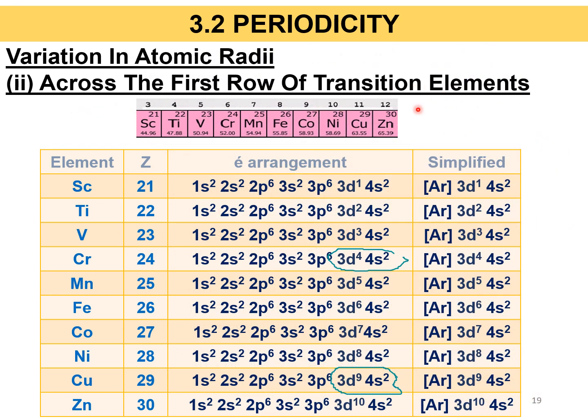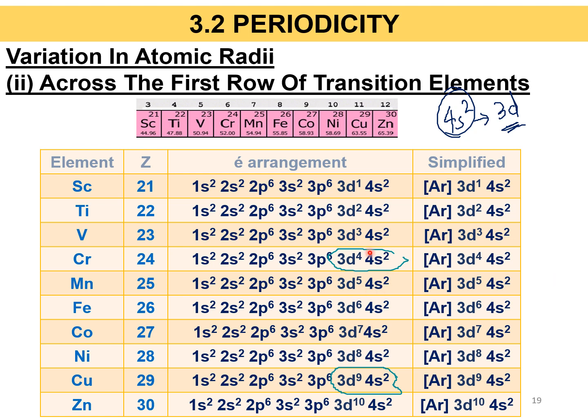Across the first row of transition elements, the size of the atom lebih kurang sama saja. Okay, sebab apa? Okay. If let's say you ada element Sc up until zinc with this respective number of protons for each of them with respective electron arrangement, which is lebih kurang sama sahaja 1s2, 2s2, 2p6, 3s2, 3p6, cuma yang membawa perubahan hanyalah bila kamu isi 3d. Okay, 4s2 remain the same, sebab memang kamu kalau ikutkan aufbau, you need to fill in the 4s dahulu barulah 3d. So that's why 4s2 remain the same. Yang berubah hanyalah 3d. Okay.